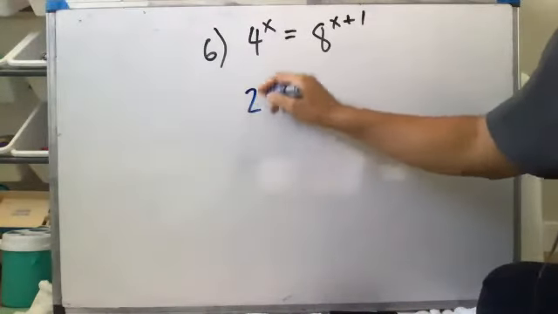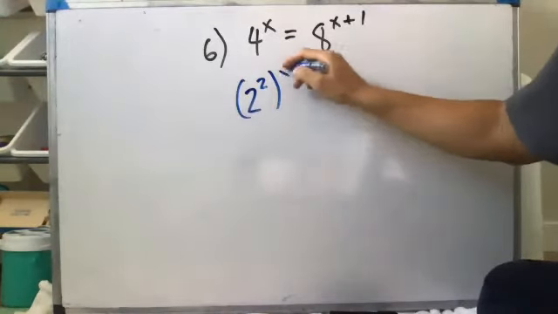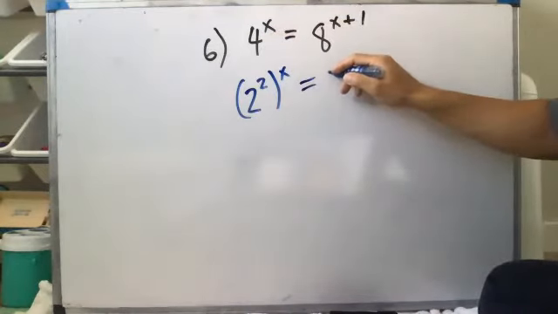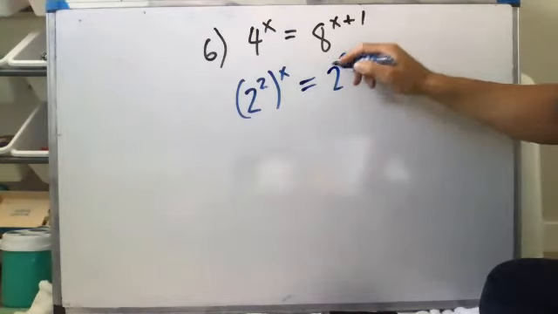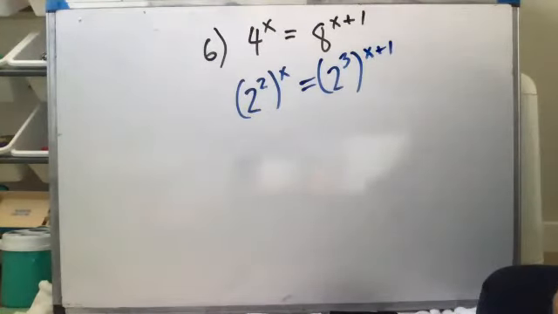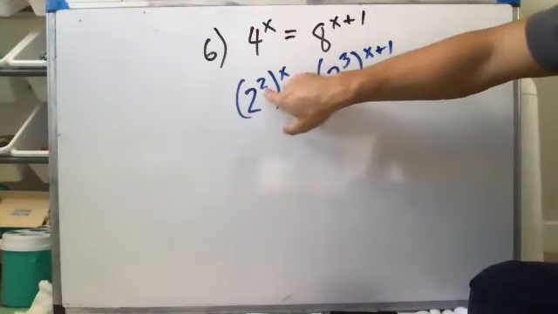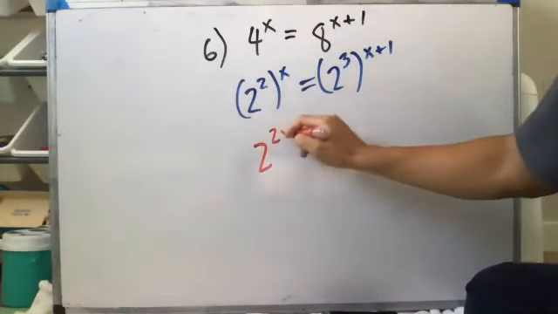4 is equal to 2 to the second power, right? And then 2 to the second power to the x, that's the same thing as 4 to the x power. This one, same thing. 8 is 2 to the third power, right? So 2 to the third power to the x plus 1. Now, when you're dealing with exponents, I'm not sure if you remember this or not, but there's a rule that says if you take something to a power raised to another power, it's the same as multiplying those powers together. So you can think of this as 2 to the 2x.